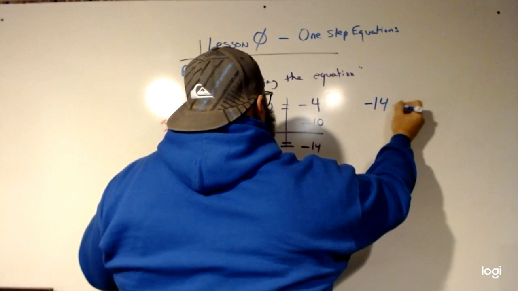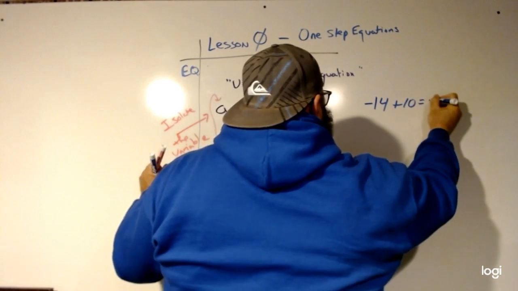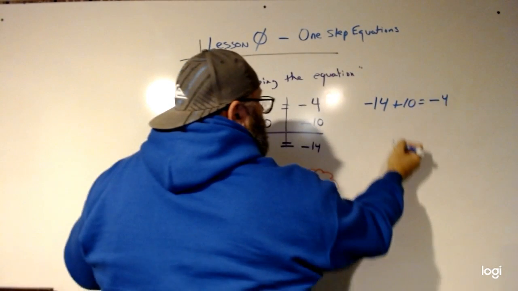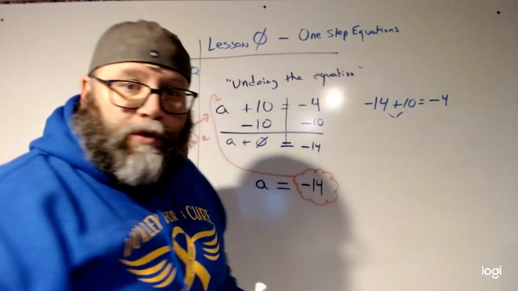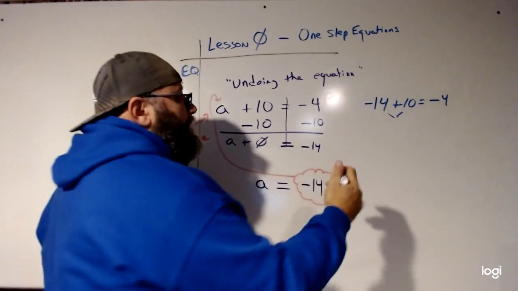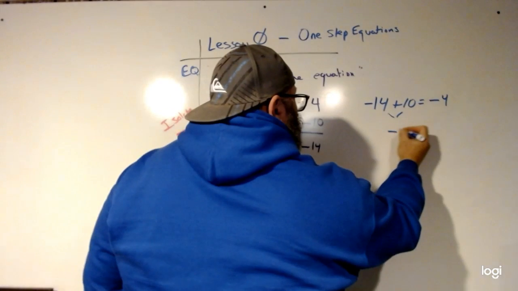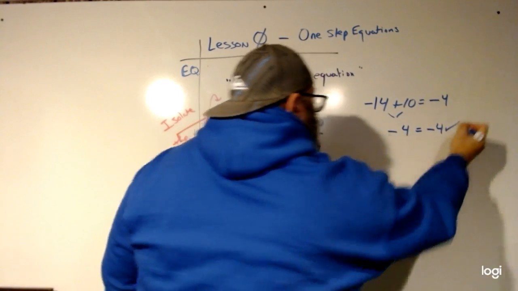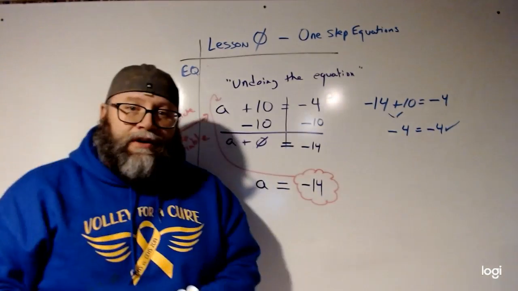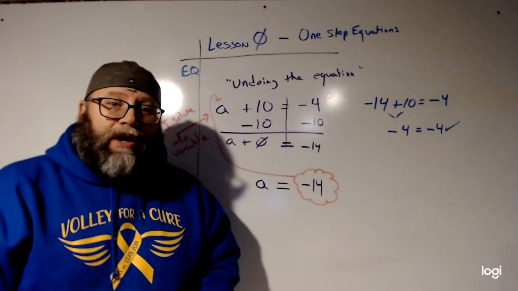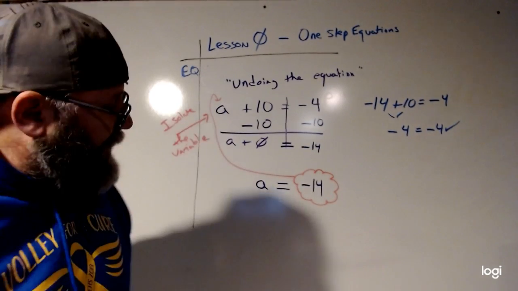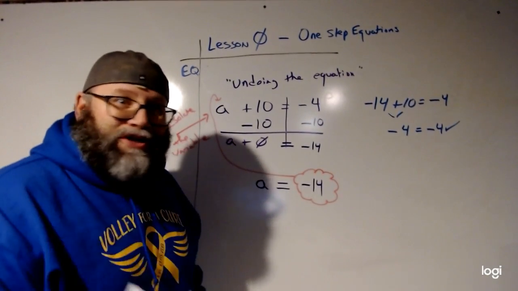Negative 14 plus 10 equals negative 4. When I combine these two, I've got 4 negatives and 10 positives. Together they become negative 4, equals negative 4. And that's an answer that checks. That one works. We solved that one correctly. Let's do another example. I need to get on the eraser here, so I'm just going through tissues like crazy.